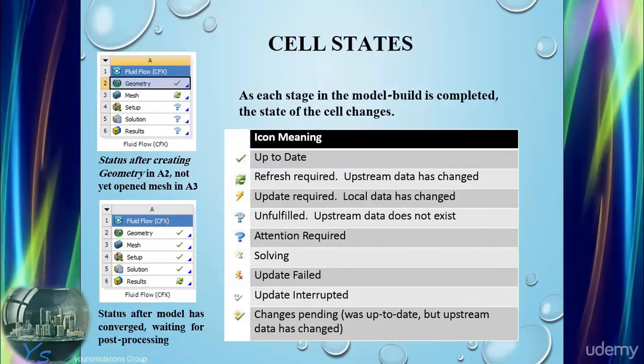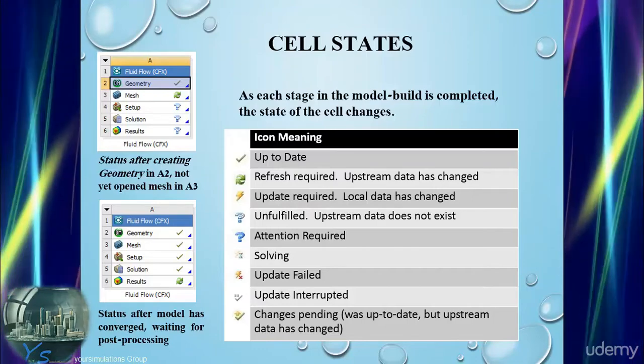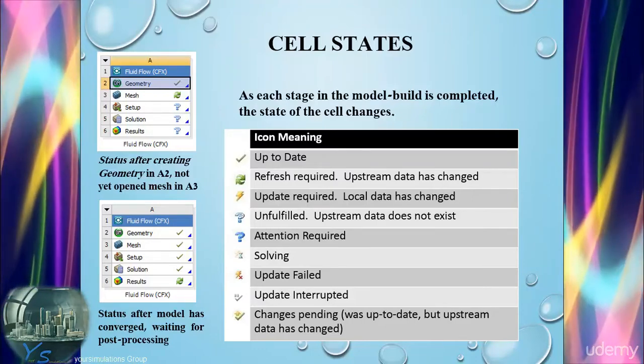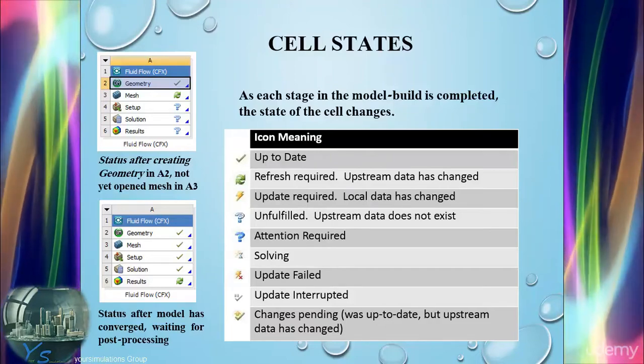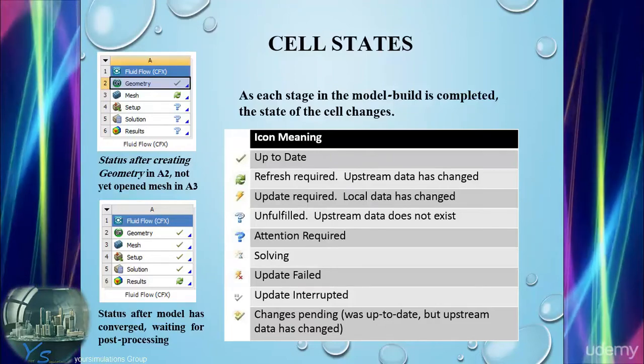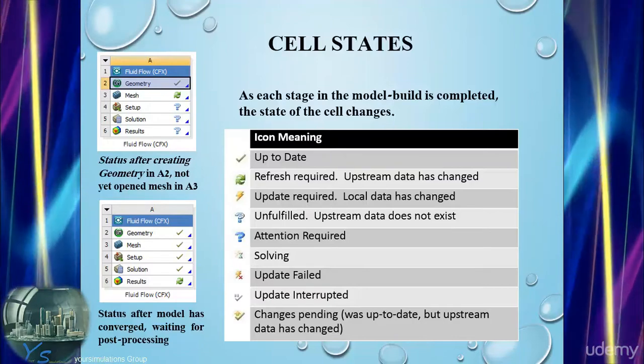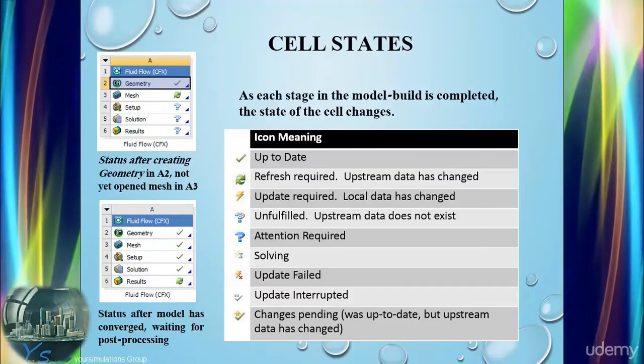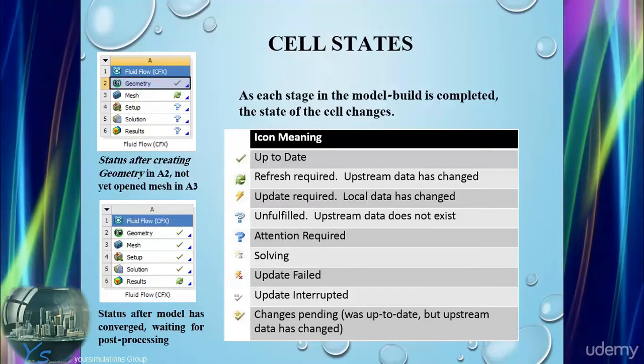Additional icons are listed beneath, the first being the yellow flash icon, which indicates an update is required because the local data has changed. The question marks indicate that some user attention is required, or some information that Workbench requires doesn't exist or no longer exists.